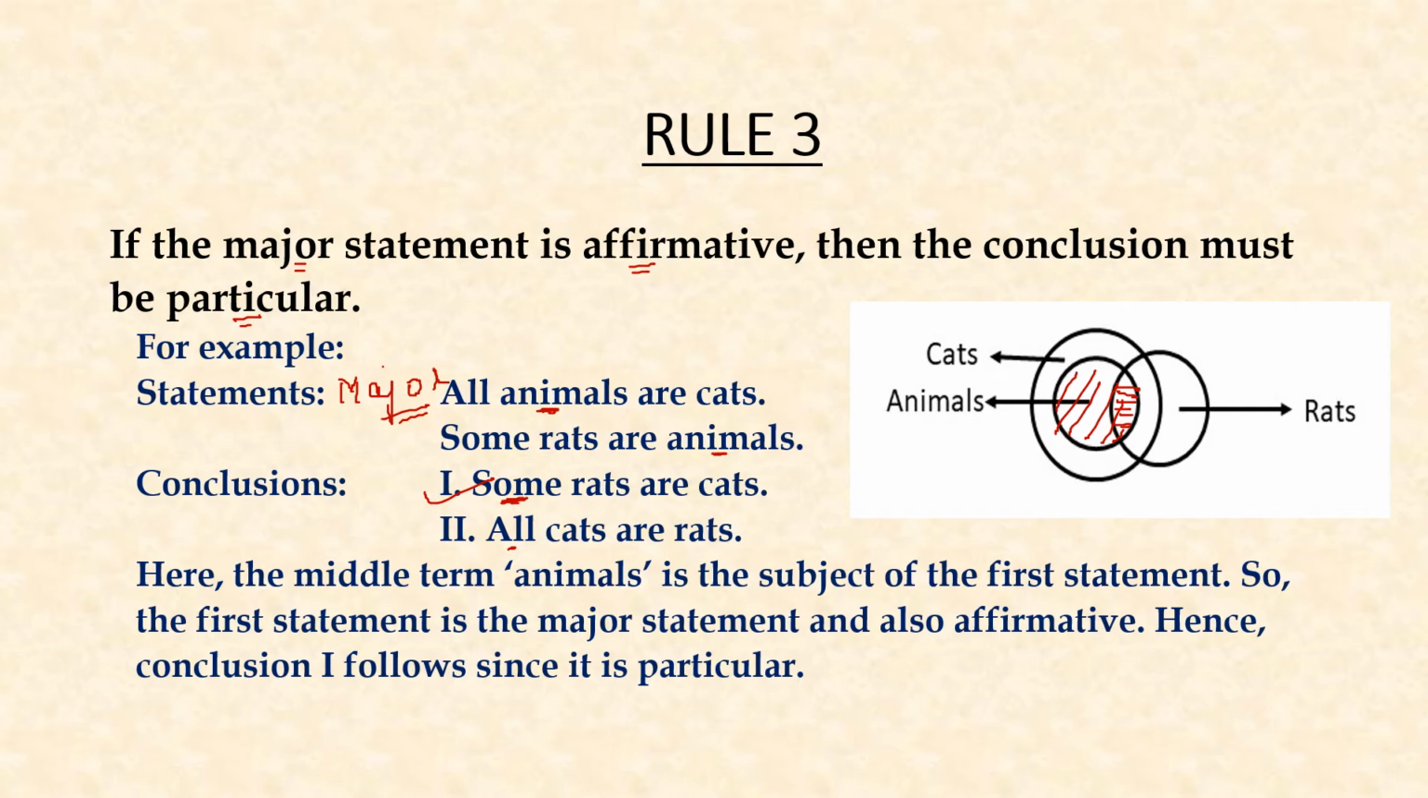Whereas all cats, they cannot be rats because cats का बहुत सारा circle जो है वो rats के circle से अलग है. So सभी cats यहाँ rats नहीं हो सकती हैं. So conclusion 2 is ruled out.